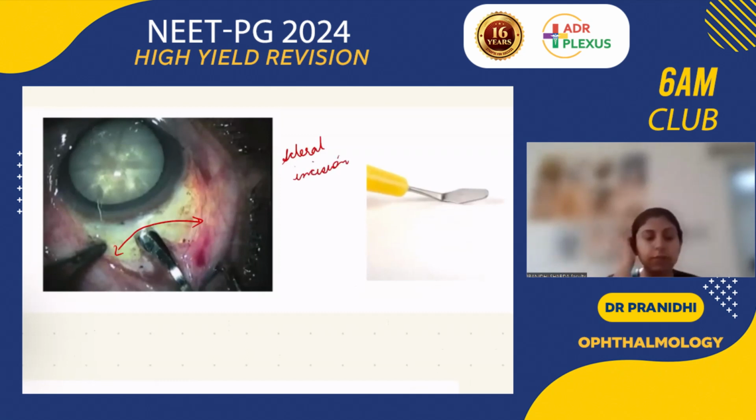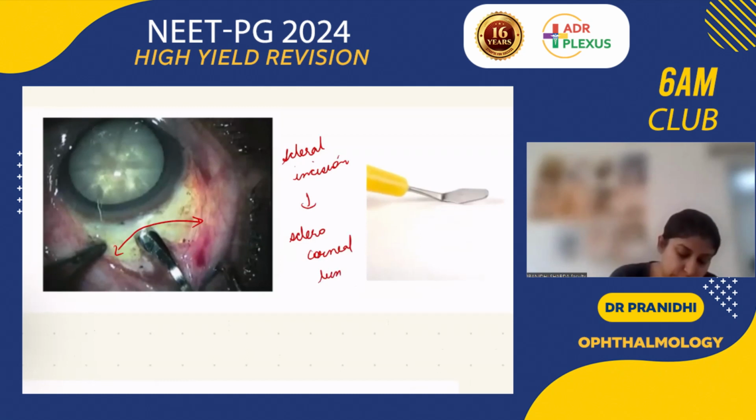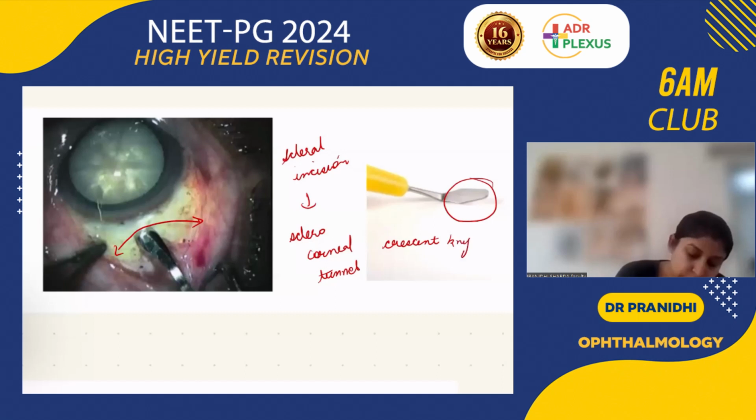After giving the scleral incision, we will form a sclerocorneal tunnel with the help of this instrument, this crescent knife. We will go from the sclera to the cornea and then enter the anterior chamber. So it will form a sclerocorneal tunnel.